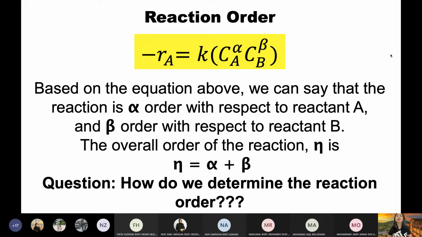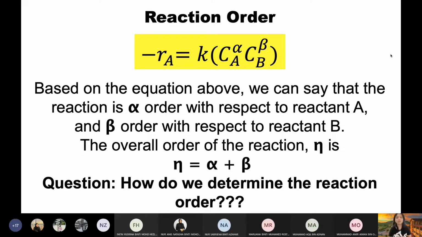Katakan second order, kamu kata reaction tu second order. Second order lagi susah sebab second order can be second order with respect to A, can be second order with respect to B, or can be first order with respect to A and first order with respect to B. Total order masih second order. So you have to really explain order based on which reactant.